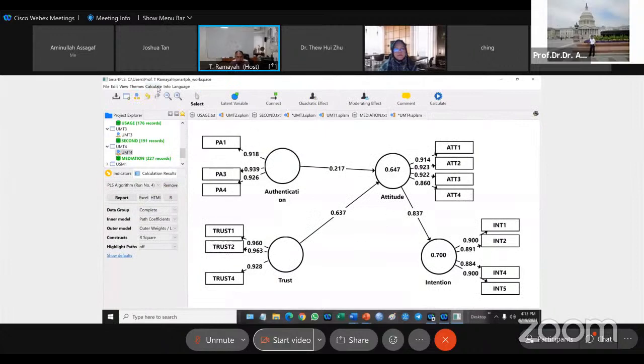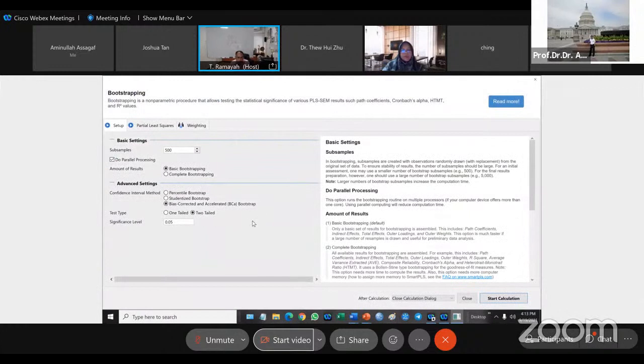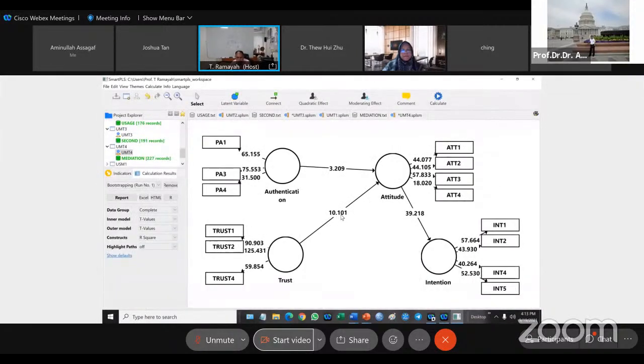When we run the procedure called bootstrapping, this is where you have an option now. You want to run them at 1 tail or 2 tail, that's an option you make. But the bootstrapping is still 5,000. Once we run the bootstrapping, they will give you the direct relationship between independent and mediator. So this is significant, this is significant, this is significant. But this is not our concern anymore because we want to know the indirect effect. The indirect effect is not shown in the diagram. You will have to go to the report.